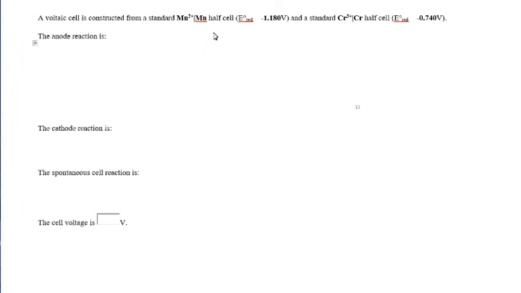So we're given a voltaic cell constructed from manganese and chromium. Now we need to determine whether the manganese is being reduced or oxidized, as well as the chromium. So we need to determine which is going to be the advantageous combination. Is it better for manganese to be reduced or oxidized? So we're going to determine this.